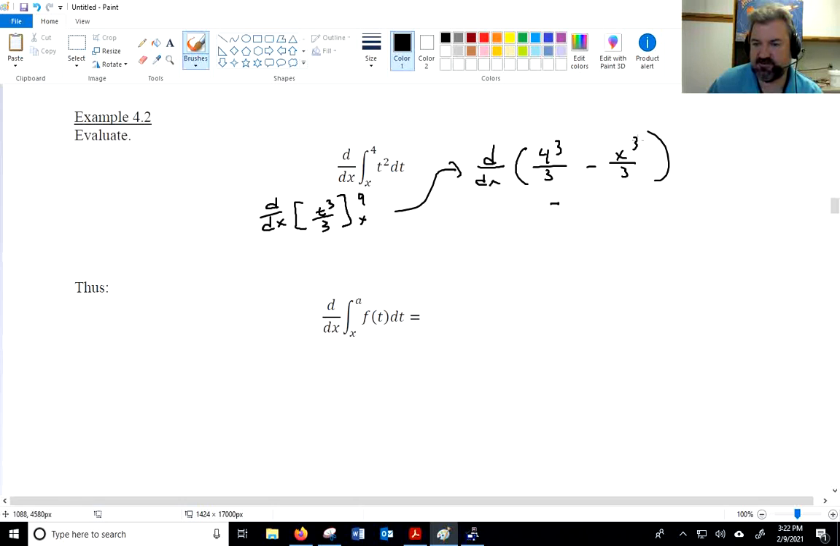Bring down the exponent, 3x squared over 3. This becomes just negative x squared. So having these bounds where the x is on the bottom and the constant on the top changed the sign. It almost stayed just x squared, but it changed the sign.